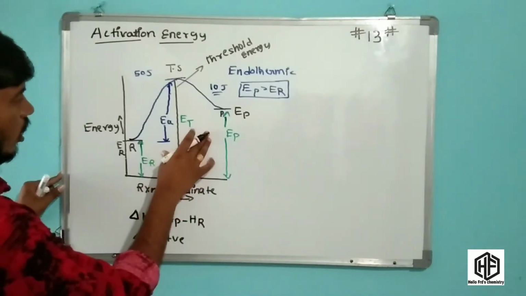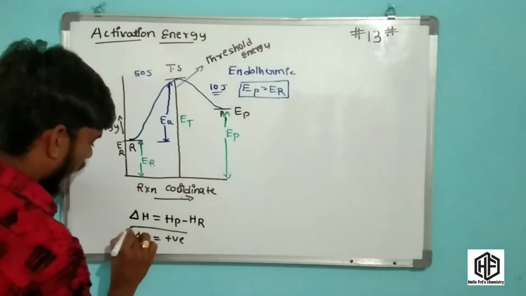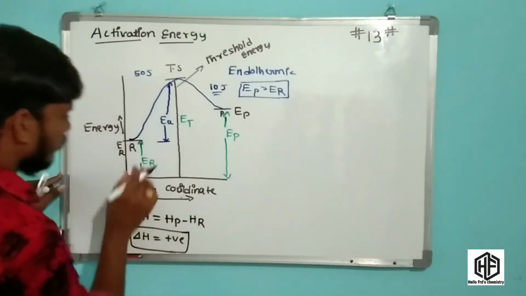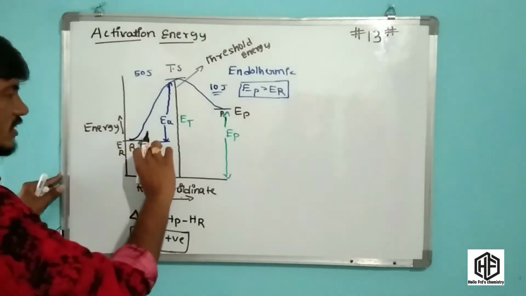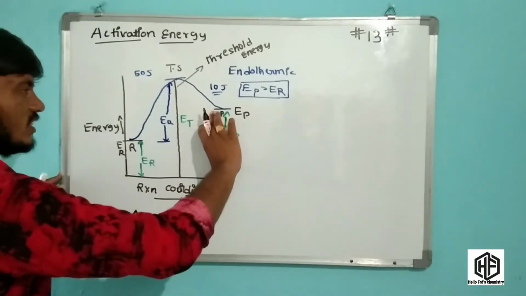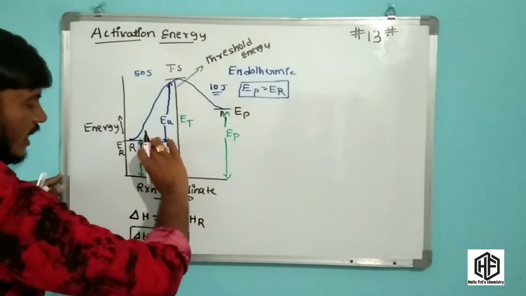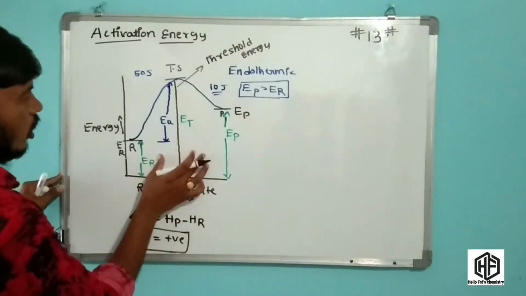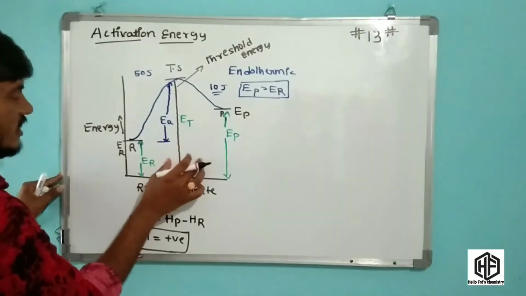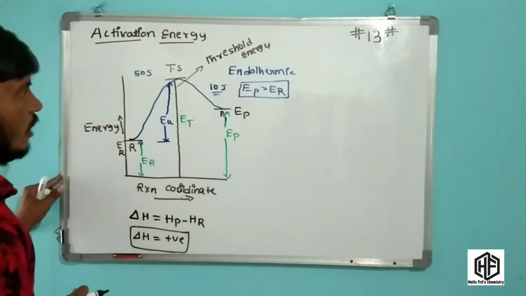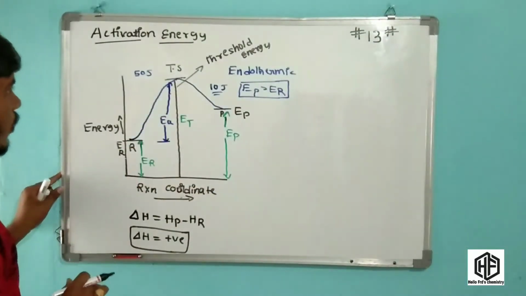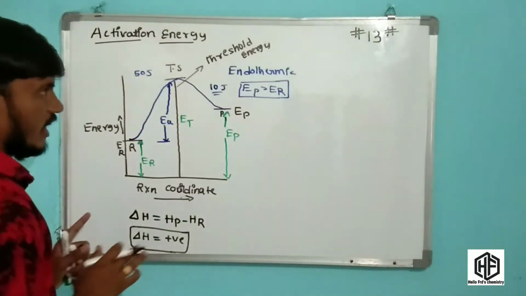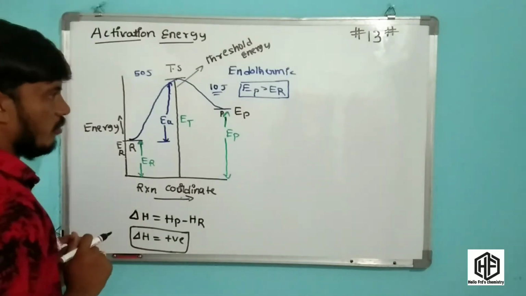This is the graph representation of the endothermic reaction. This is the reactant energy and this is the product energy. The product energy is high compared to the reactants' energy. This type of graph representation of the activation energy is called an endothermic reaction. Okay friends, this is the endothermic reaction.